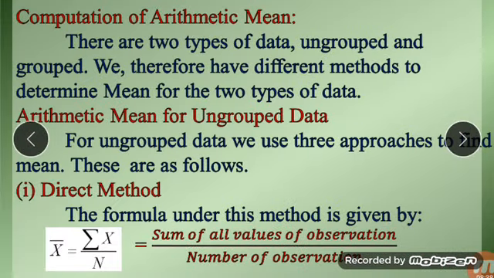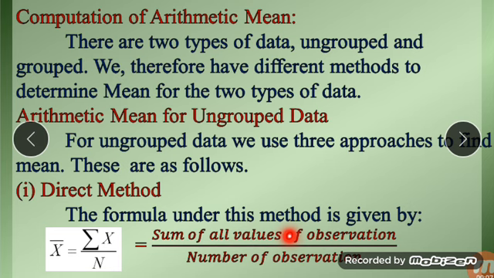Here we have the computation of arithmetic mean. There are two types of data, ungrouped and grouped data. We therefore have different methods to determine mean for the two types of data. Let's understand how we can calculate arithmetic mean for ungrouped data. For ungrouped data, we use three approaches to find mean. The first one here is the direct method.